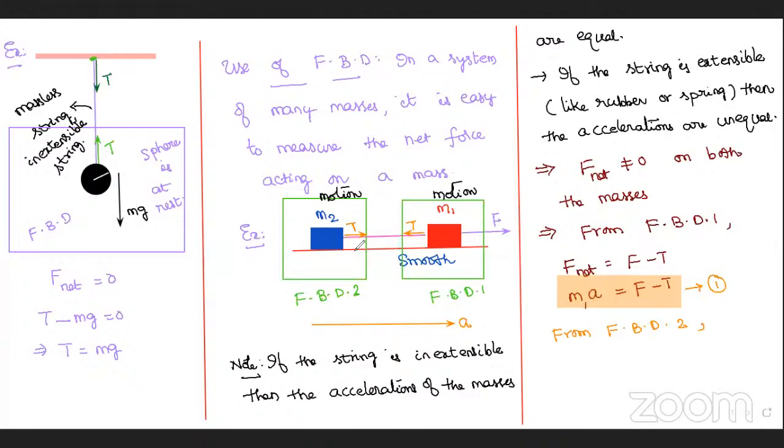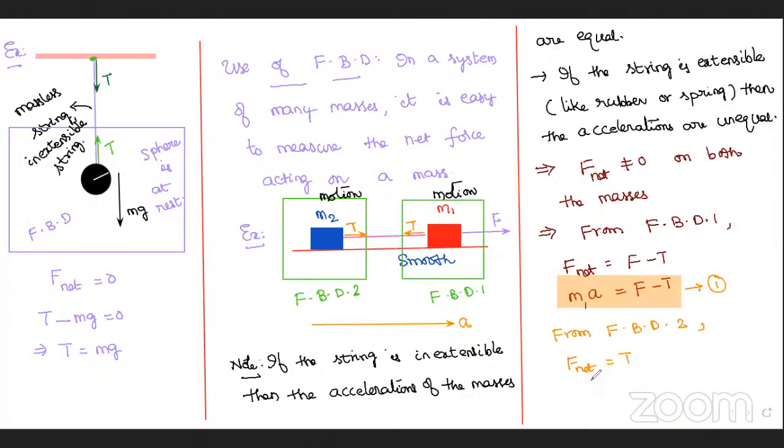Okay. Look at the second FBD. How many forces are acting there on this box? Are you finding any two forces on both sides? No. Very good, Lakshmi Gayatri, correct. Only one force is there, that is T. So F net equals T.